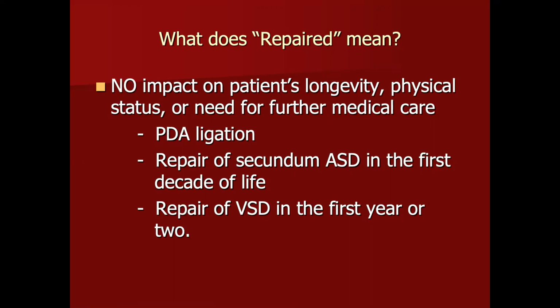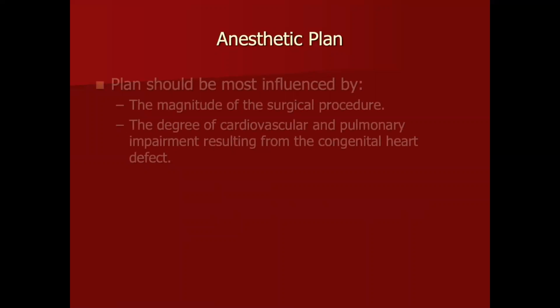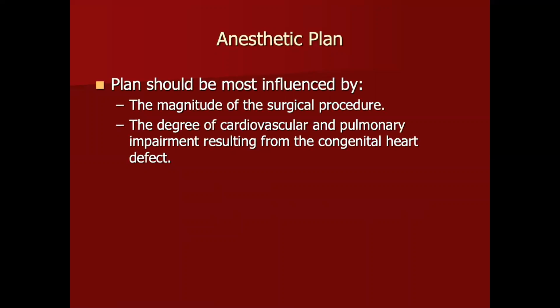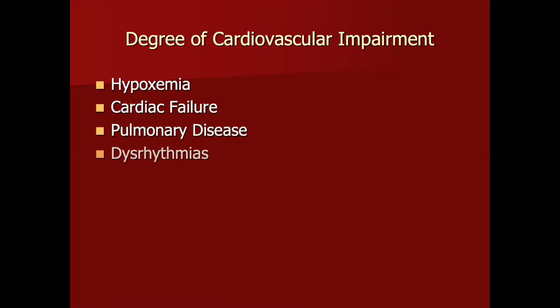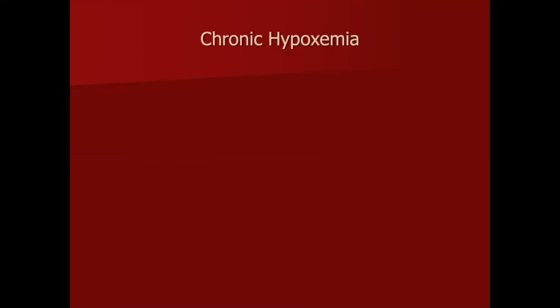There will always be an associated complication risk that will increase, usually as the patients age. So one must assess cardiac status each time patients present for surgery. Your anesthetic plan will be most influenced by the magnitude of the surgical procedure and the degree of cardiovascular and pulmonary impairment resulting from the congenital heart defect. The degree of cardiovascular impairment is determined by the magnitude of these factors: hypoxemia, cardiac failure, pulmonary disease, and dysrhythmias.